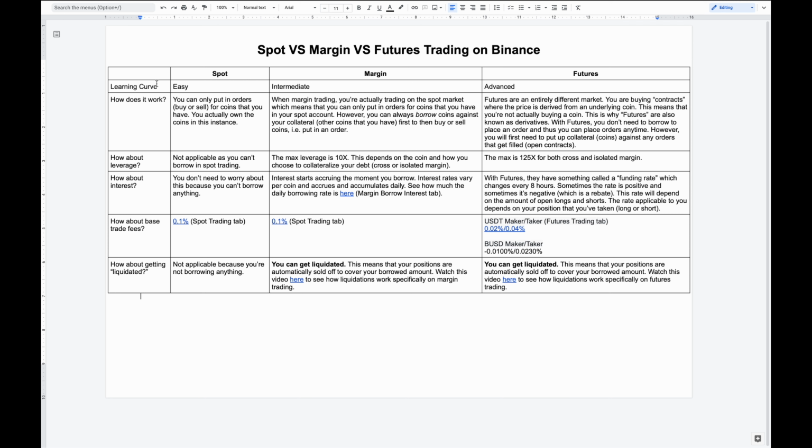So in terms of the learning curve, spot is the easiest, and then it gets a little bit more challenging with margin, and then with futures, it's advanced stuff. I would recommend not trading futures if you are new to crypto.